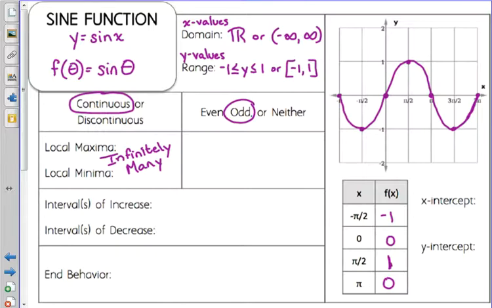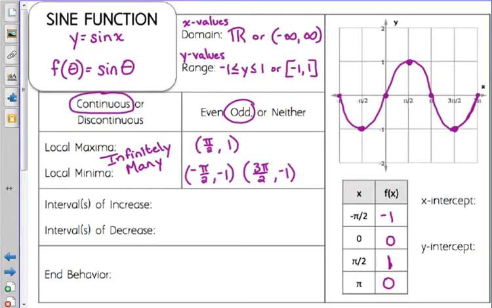graph. So in terms of maximums, we can see a maximum at pi/2, 1. In terms of minimums, we've got a minimum at -pi/2, -1, and at 3pi/2, -1. But again, that's not all of them. That's just the ones that I can see on this little snapshot of the sine function that we graphed.